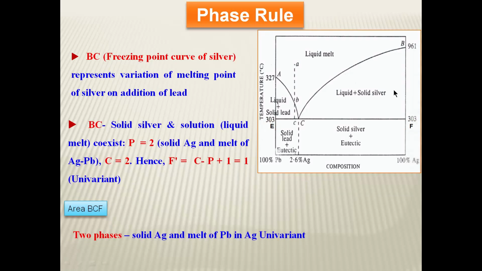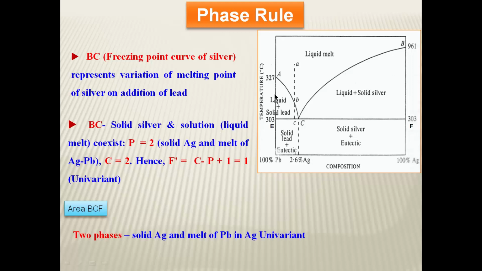On similar lines, the curve BC is the freezing point curve of silver. That is, it represents variation of melting point of silver on the addition of lead. Along the curve BC again, solid silver and solution of what? Liquid melt of both the metals, that is silver and lead, they coexist. Number of phases again is 2. So this is a two-component system. Reduced phase rule applies and the system is univariant.